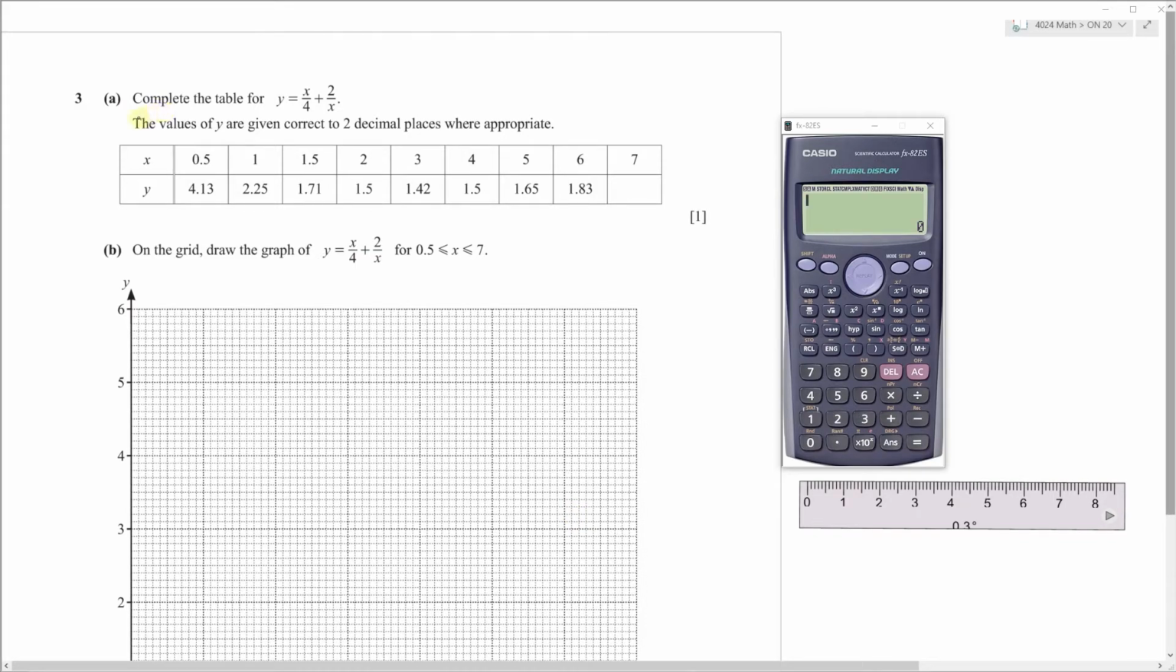Question number 3, part A is complete the table for this equation. So the missing value is when x equals 7. So let's substitute x equals 7 here: 7 over 4 plus 2 over 7. So I can simply calculate from my calculator. 7 divided by 4 plus 2 divided by 7 is 2.035, and I can write it up to 3 significant figures. So this will be 2.04.